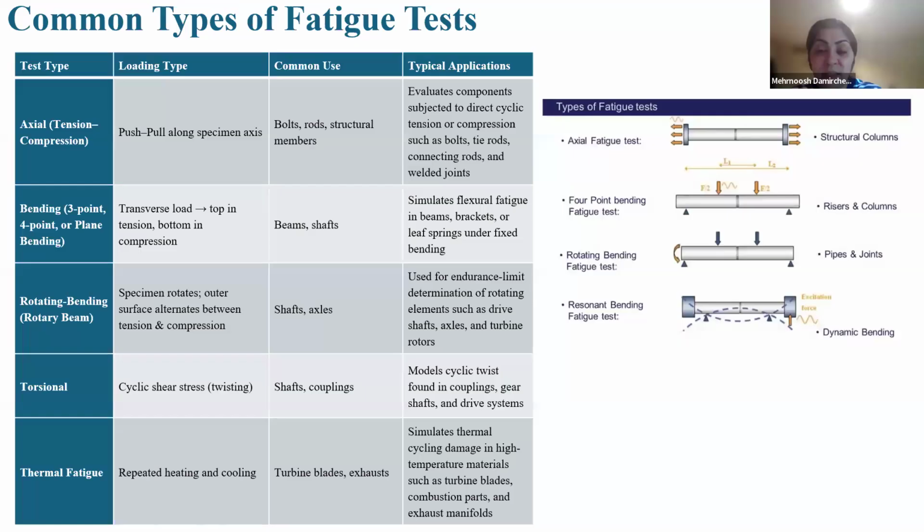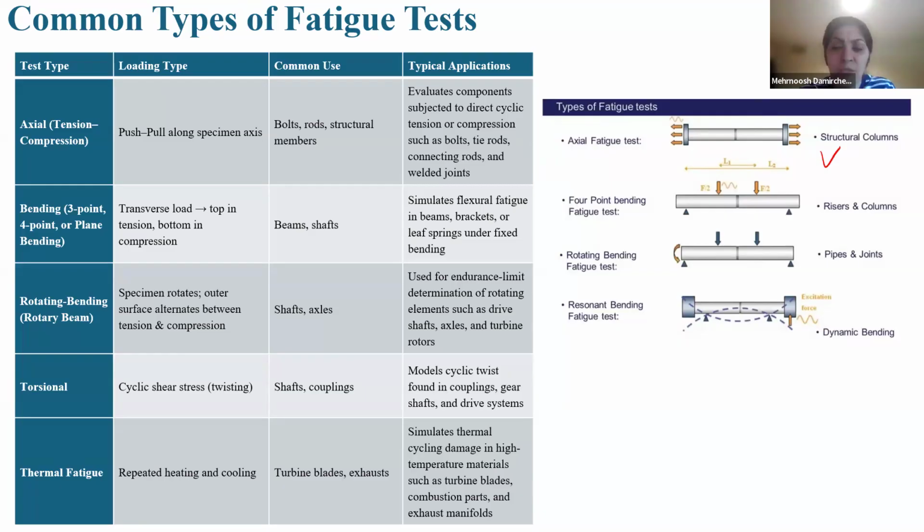Fatigue testing can be performed in several ways, depending on how the load is applied. For example, the axial test means push or pull loading along the specimen axis, often used for bolts, rods, or welded joints that you see here. The direction here is completely tensile, or maybe compressive, push and pull.